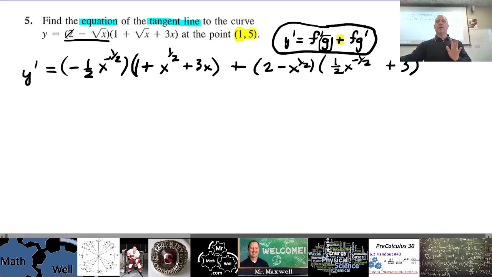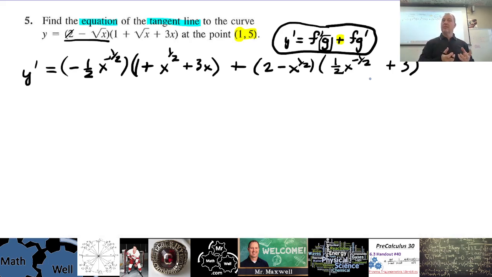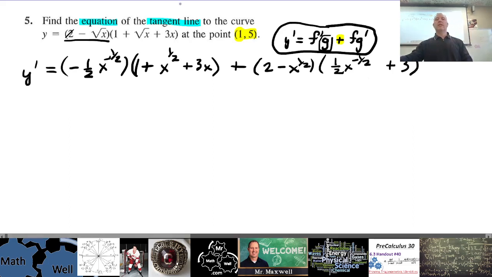All right, so we're good here so far. Now, we do not need to simplify anything here. If the question says find the derivative and simplify, then you would have to simplify, gather like terms, and then show the expression for the derivative. We don't have to do that here. What we need is an actual value for the derivative, so you do not have to simplify.